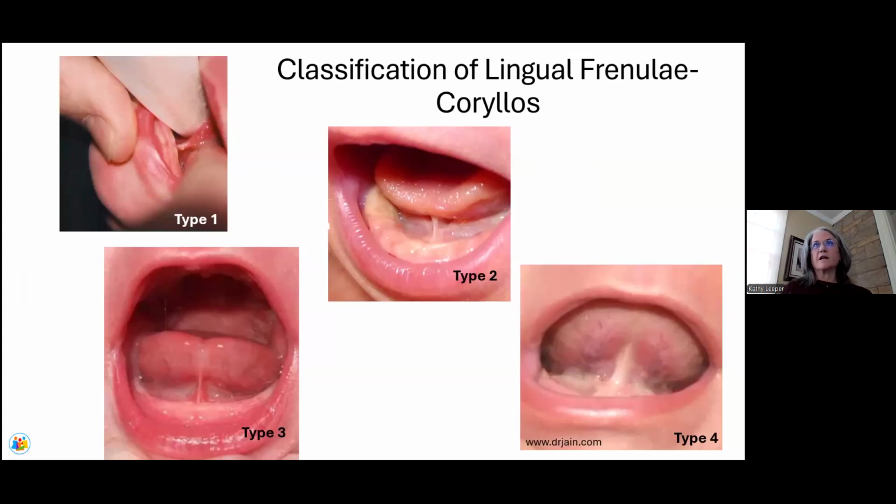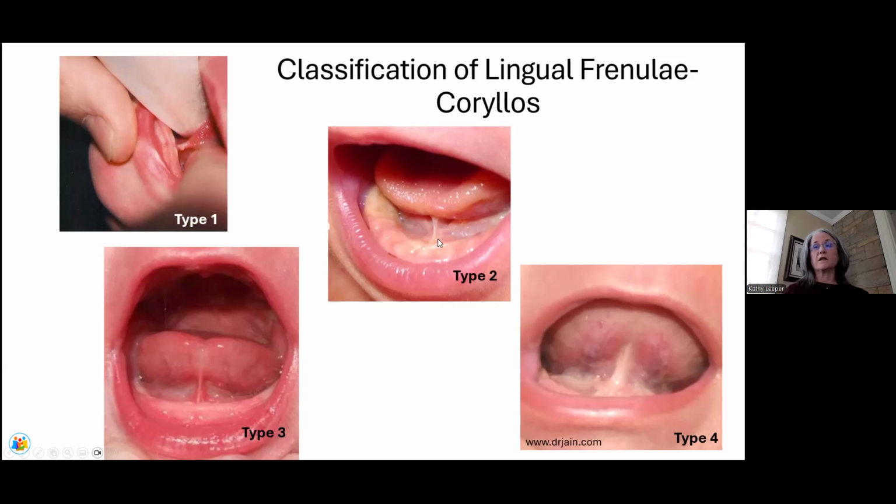What are the classifications of a tie? Most medical professionals use the Coryllos typing system, where type 1 is where the frenulum itself attaches somewhere between the tip and 25% of the way back on the tongue. So this is a very tight, thick one, it looks like there's definitely fascia involved in this one. It's not stretching at all and it's not see-through. It's a really significant one there.